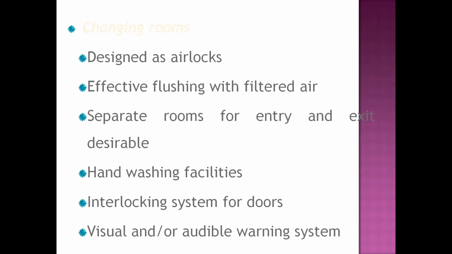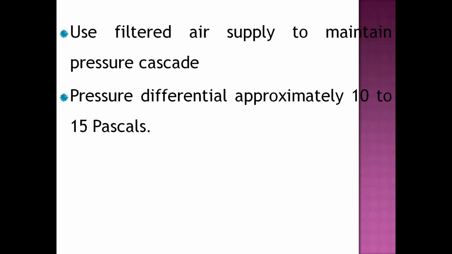And then changing rooms, very important. Changing rooms are designed as airlocks, with effective flushing with filtered air, and there should be separate rooms for entry and exit, hand washing facilities, an interlocking system for doors, and visual or audible warning systems. Use filtered air supply to maintain the pressure cascade, with a pressure differential of approximately 10 to 15 pascals.